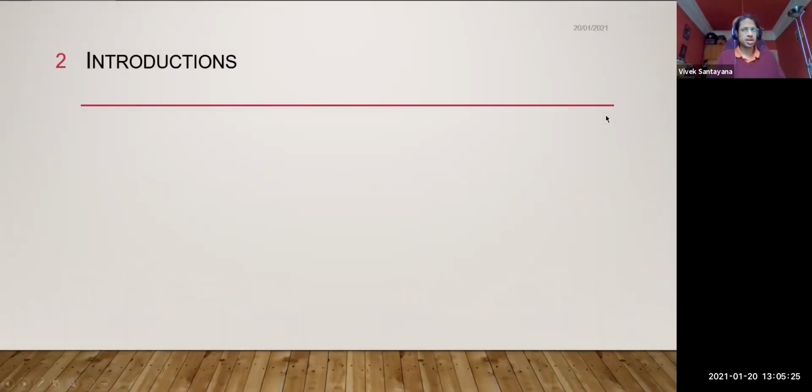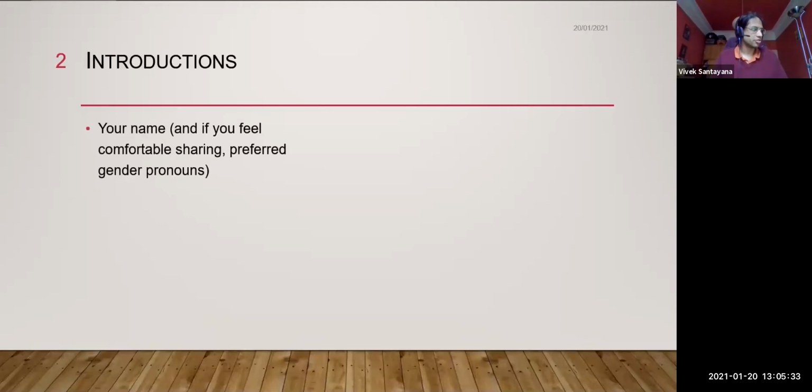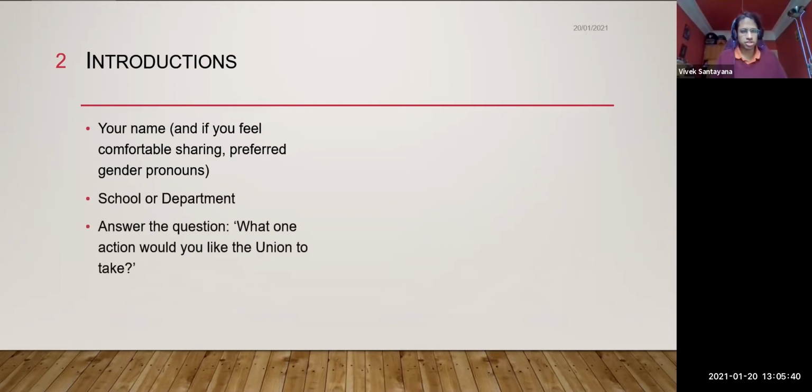Generally speaking, I'd just like to start us off with some quick introductions so all of us know who everyone is. Could you just start by saying what your name is and, if you feel comfortable sharing, your preferred gender pronouns, which school or department you're from, and just answer the question: what one action would you like the union to take? This could be the branch or the UCU more generally. We can talk more about those things as we progress with the workshop.